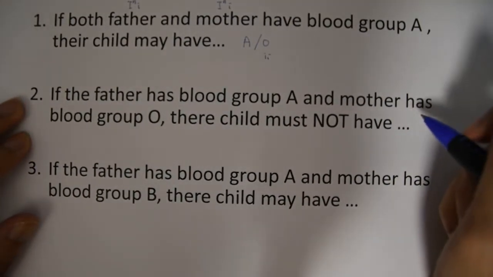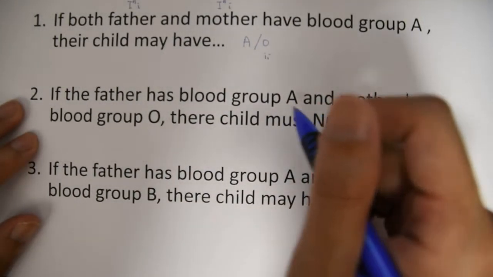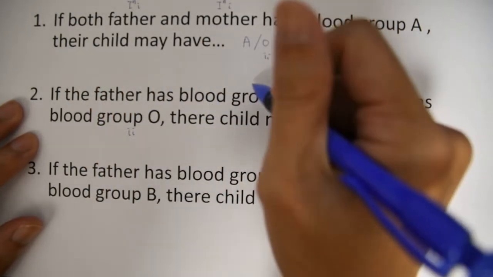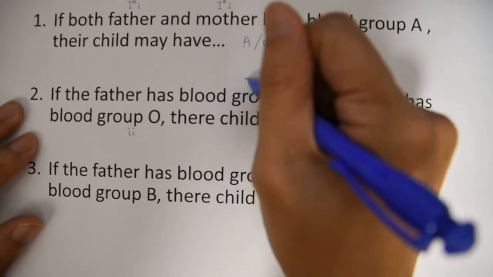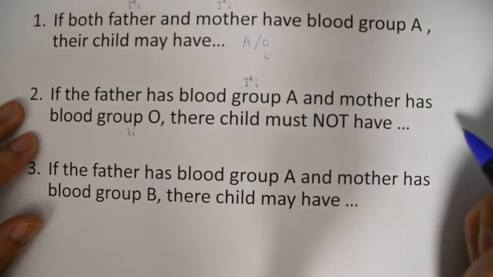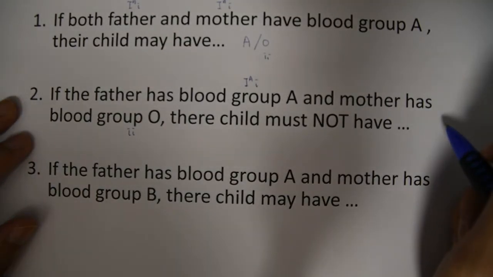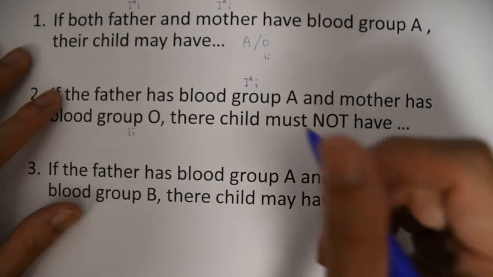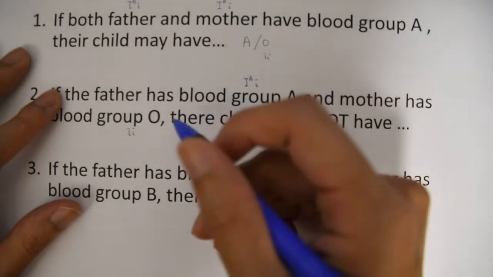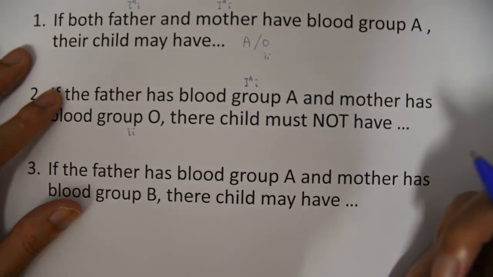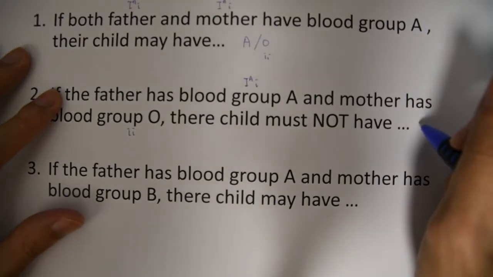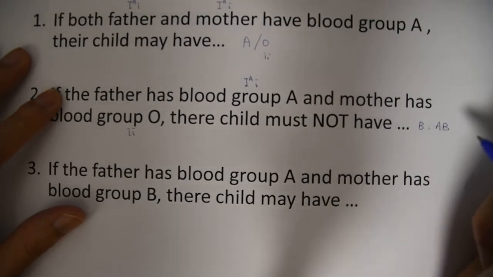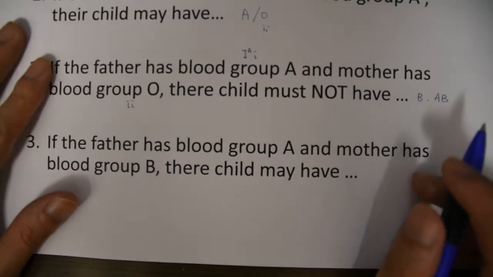For question 2, the mother must have a genotype of ii. The father may have a genotype of IA i. So blood group A is possible, blood group O is possible. Now both parents don't have any allele for IB, so therefore blood group B and blood group AB are impossible in their offsprings.